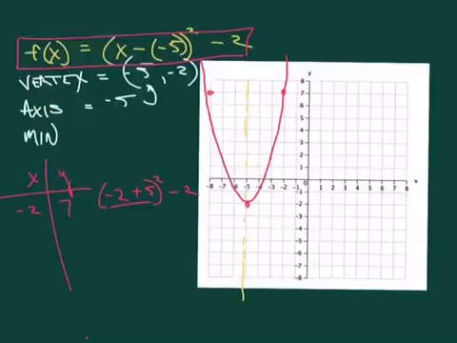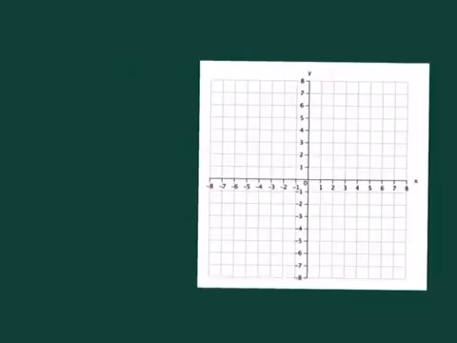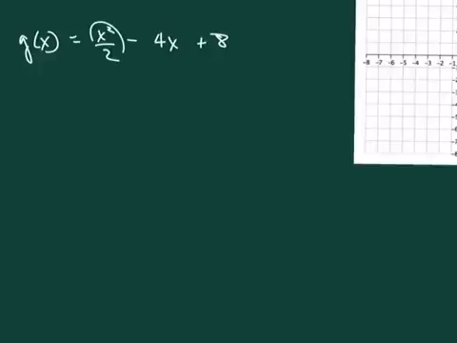Alright, let's look at example number 2. And this is going to be something a little bit trickier, not too terrible, but enough to give you an idea of some other things going on. We have g of x, and that equals x squared divided by 2 minus 4x plus 8. Okay, so one of the things we're going to do is rewrite that part of it right there and write it as g of x equals 1/2.